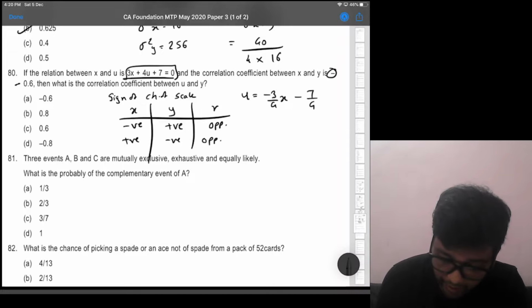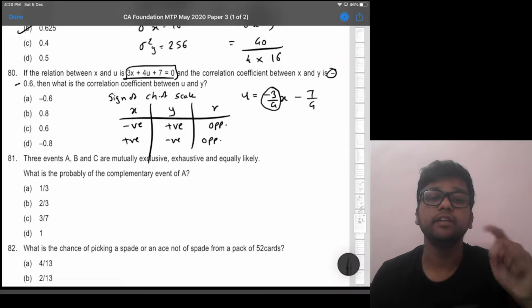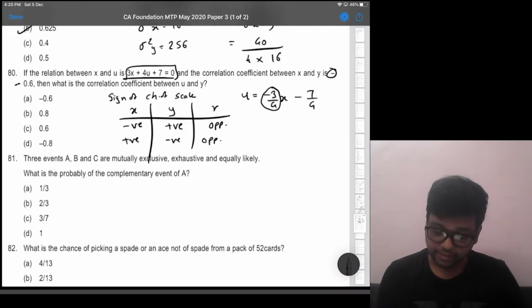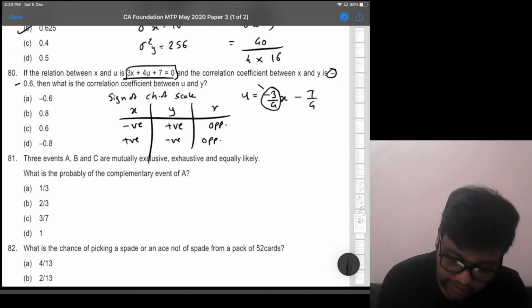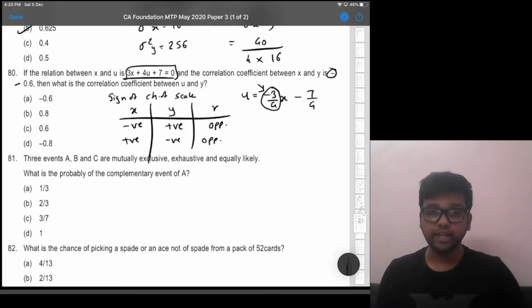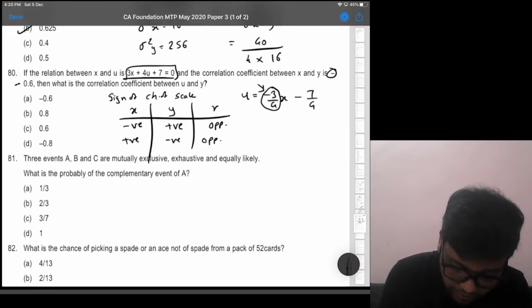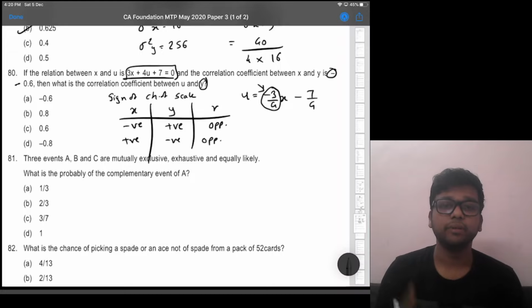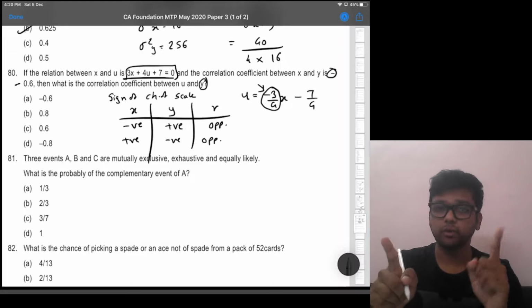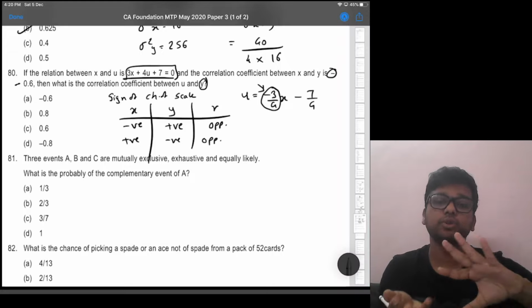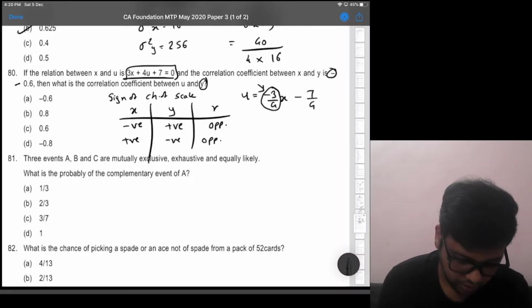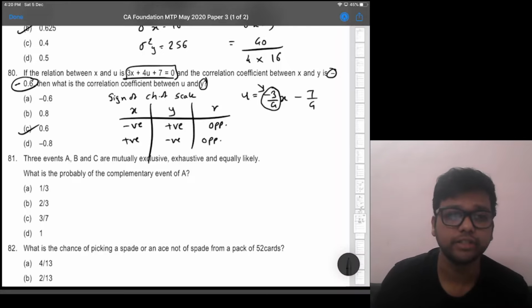That means x is getting changed in negative direction. Understand, scale of x is changing in negative direction. If scale of x is changing in negative direction and scale of y is not changing because y is remaining as it is, that means one is positive, one is negative. Y is positive, x is negative. So correlation coefficient will change the sign. Instead of minus 0.6, it will now become plus 0.6. Option C.